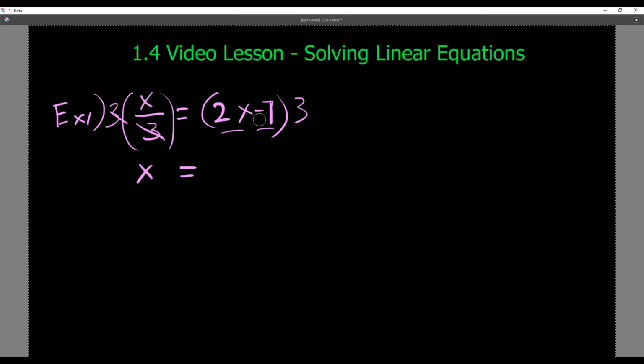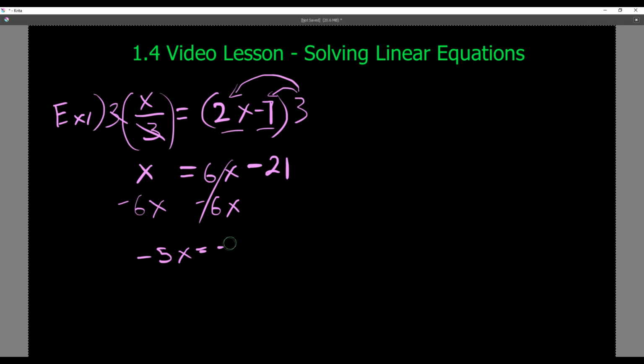I have to do that to both terms, okay? Remember, terms are things separated by a plus or a minus sign. So the 3 goes in and multiplies to that and to that, okay? So I have 6x minus 21. Now I can subtract the 6x from both sides. Remember, I do that to the whole equation, all right? 6x minus 21 minus 6x. So that goes away, and I have negative 5x is equal to negative 21, and then I divide both sides by negative 5, the whole thing by negative 5. I have x is equal to 21 over 5.